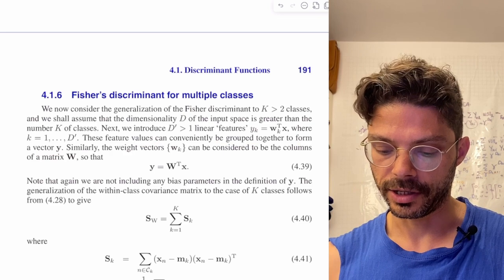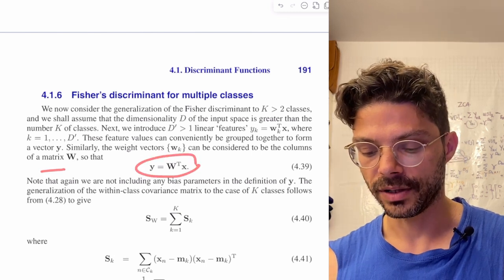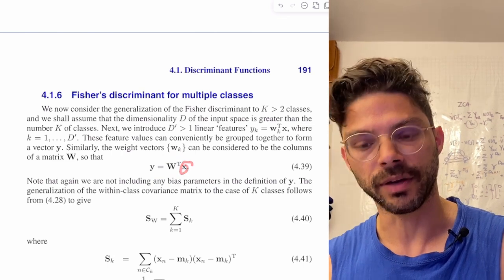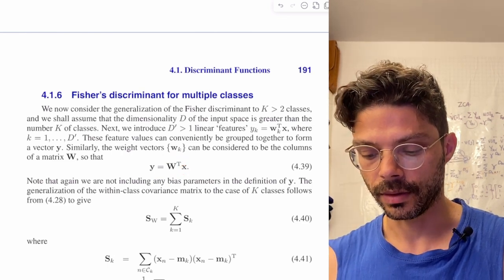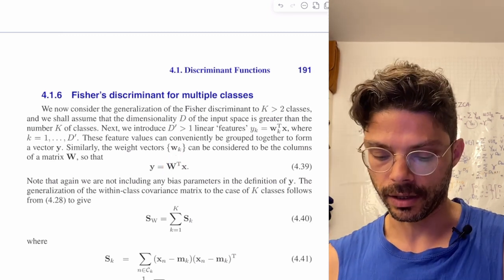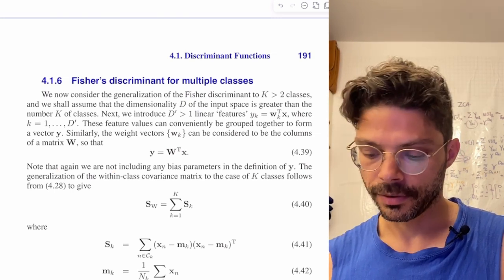Similarly, the weight vectors can be considered to be columns of a matrix W, so that y is equal to essentially the projection along those columns of a new data point. The rows of W transpose are going to be these w_k, and you're going to project your data onto that. Note that, again, we're not including any bias parameters in the definition of y.